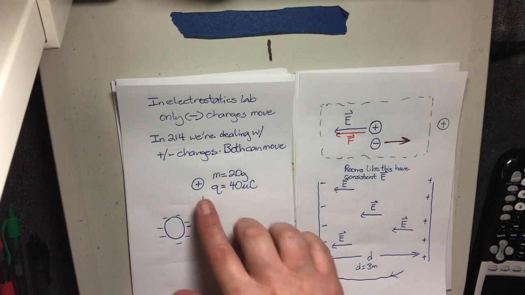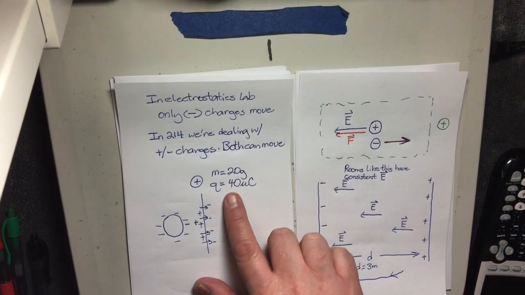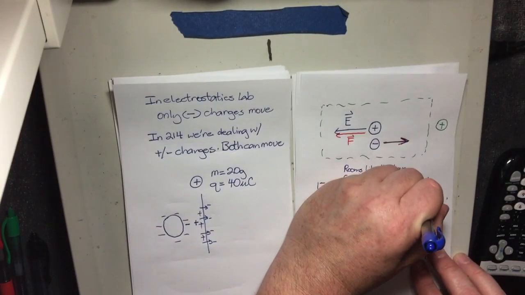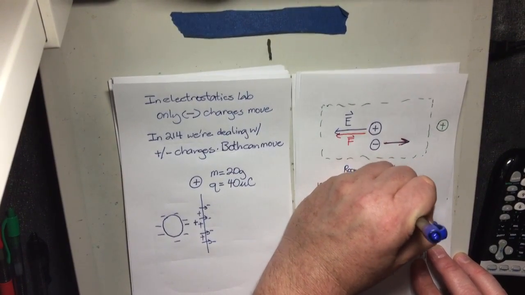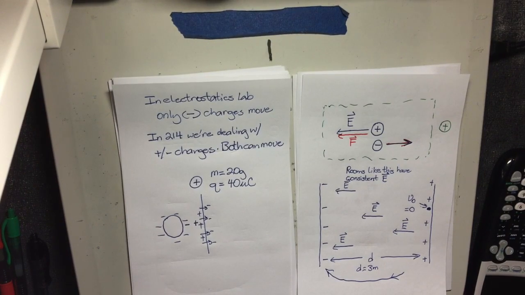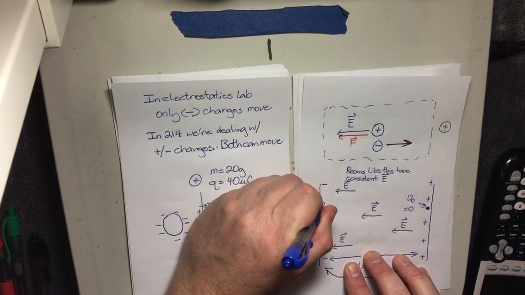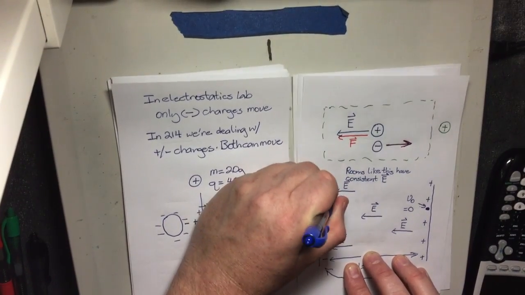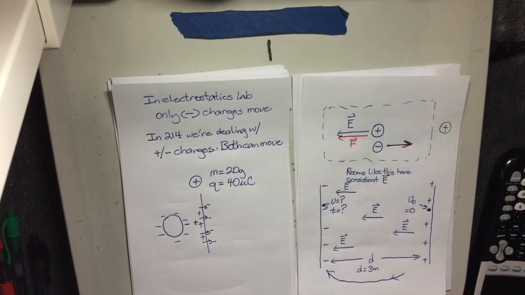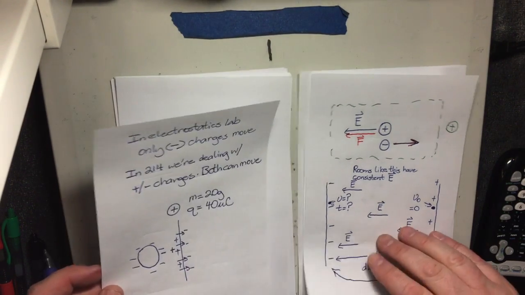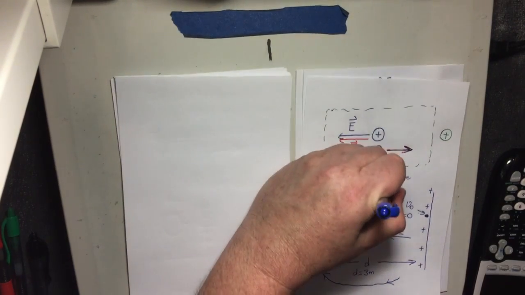What we're going to do is put this positive 20 gram, 40 microcoulomb charge right here, and the initial velocity is equal to 0. And I'm going to ask myself, well, what's the velocity here? How long did it take to move over? Really what we're studying is a one-dimensional motion problem. This charge, let me write this stuff down.